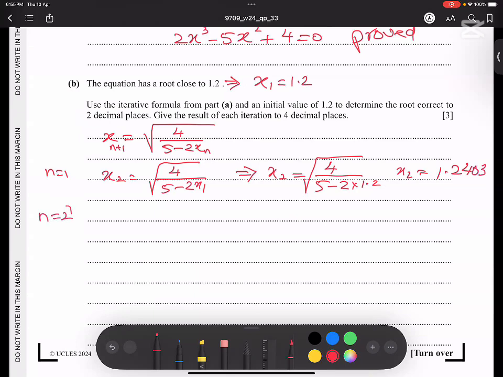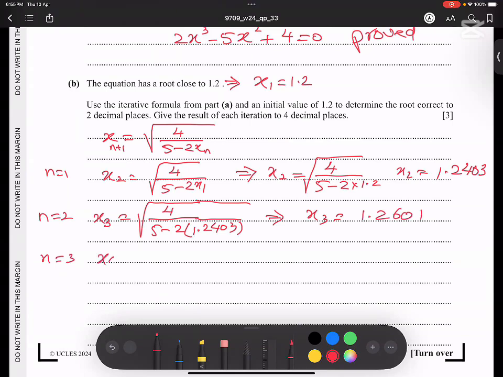Now if I plug in n equals 2, and 2 plus 1 gives us 3, x3. I'm going to plug in directly 5 minus 2 times x2. So this value is going to come here, and I get x3 from here. So I'm going to replace the value, and my answer turned out to be 1.2601.